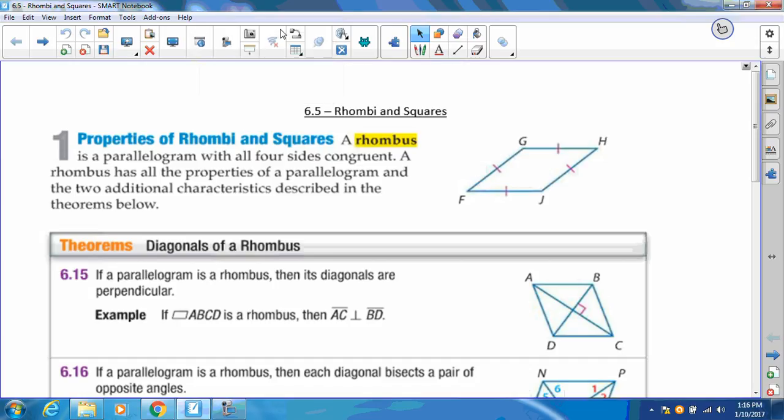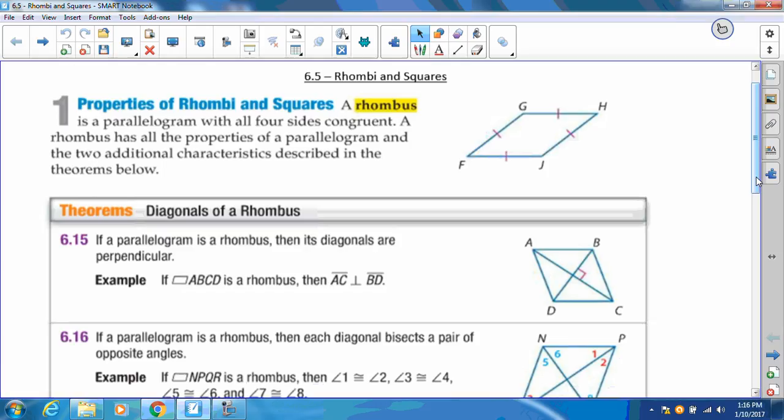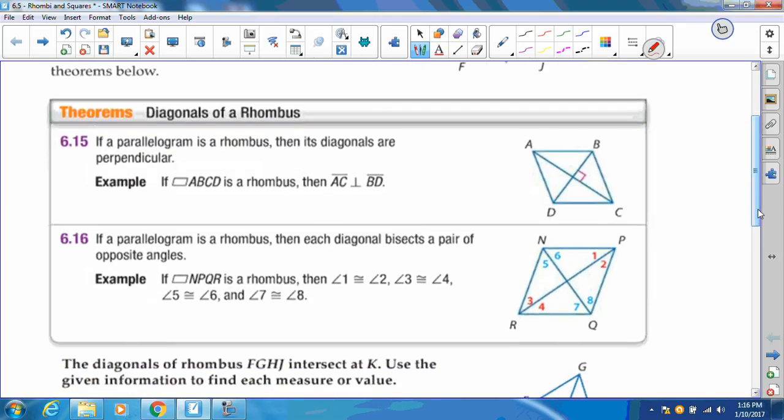6.5 notes, we're going to talk about rhombi and squares. So first are some properties of a rhombus. A rhombus is a parallelogram with all four sides congruent. And a rhombus has all the properties of a parallelogram then, obviously, along with two additional ones. Those being that in a rhombus, the diagonals are perpendicular.